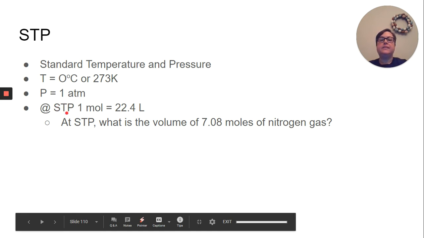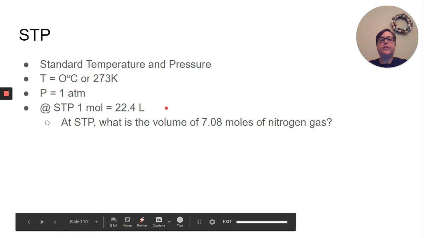Now, STP stands for standard temperature and pressure. On page 1 of your reference tables, that top box is showing you what standard temperature and standard pressure are. So those things are given to you again.